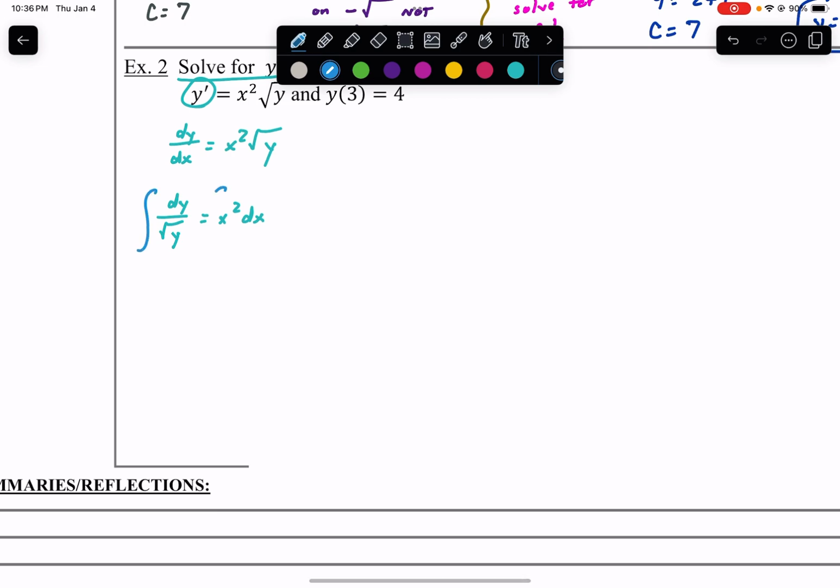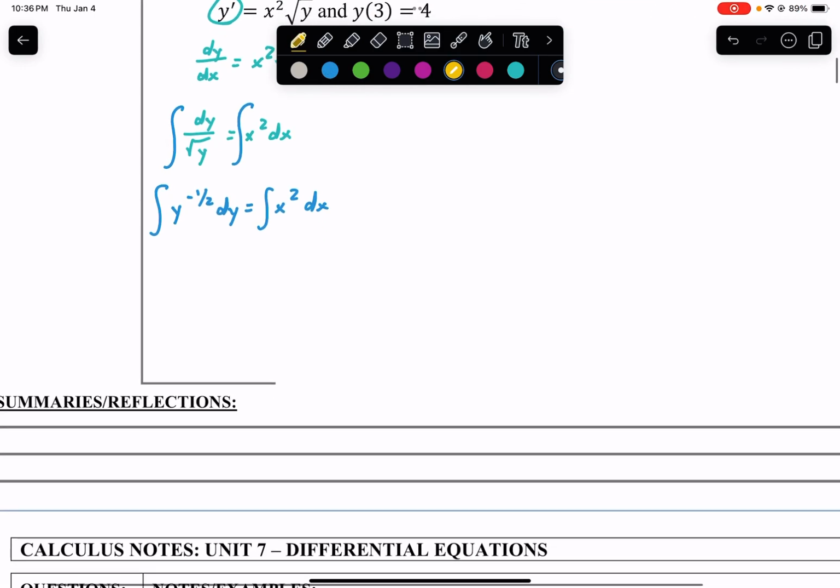So we're going to integrate both of those. This is the same as y to the negative 1/2 if you've forgotten some of your power rule stuff. If you need to rewrite that, you can. Remember, I'm only going to do 1 plus c. So I'm going to add 1. I get 1/2, multiply by the reciprocal. And then you have 1/3 x cubed.